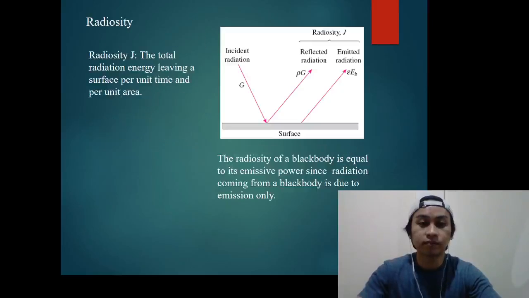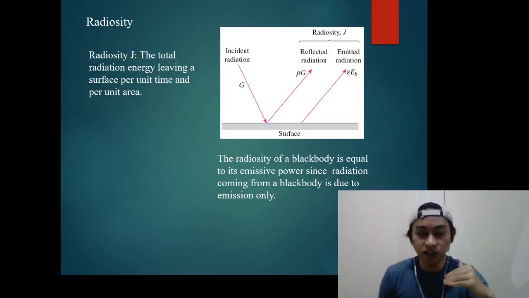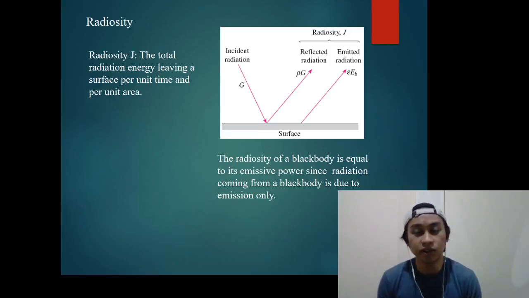The next topic is radiosity. From the figure, I can explain that the incident radiation G will be reflected and there is also emitted radiation. That total is called radiosity, also denoted as J. J means the total radiation energy leaving a surface per unit time and per unit area. The radiosity of a black body is equal to its emissive power, since the radiation coming from a black body is due to emission only.